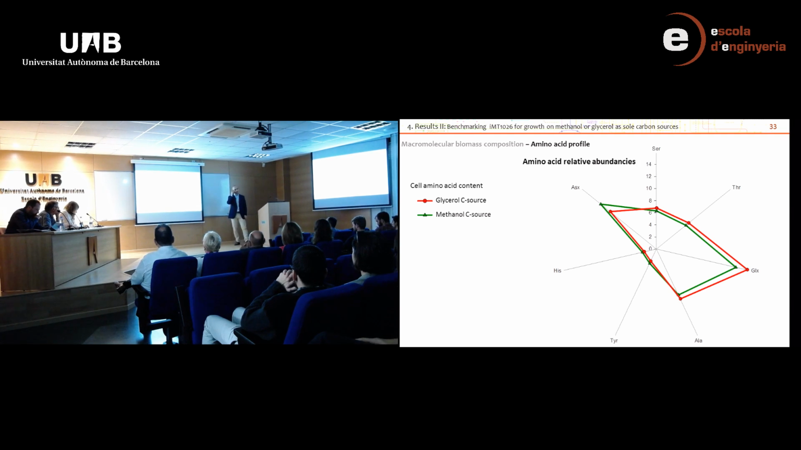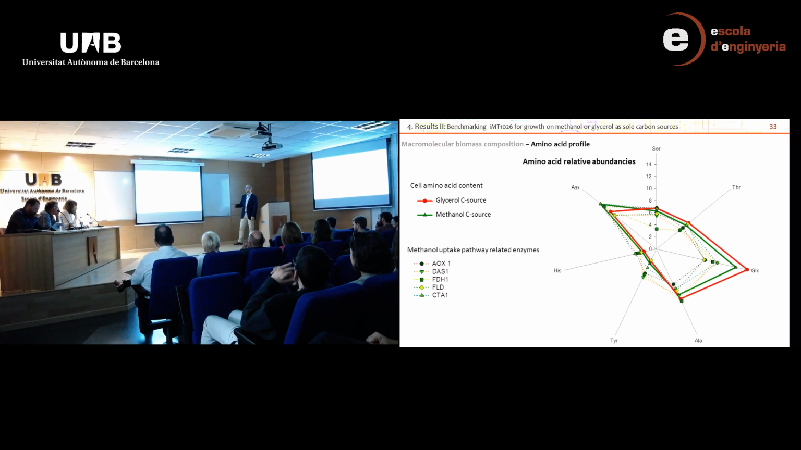Now, as I said in the previous slide, when cells are growing on methanol, there's a strong induction of methanol-specific genes. So there's an additional load of specific methanol-related enzymes. So we decided to represent the composition of these methanol-specific proteins. And as you can see here in the graph, they are in the same direction with respect to the glycerol composition as the methanol composition. So they are shifting the composition of cells growing on methanol towards the same direction.